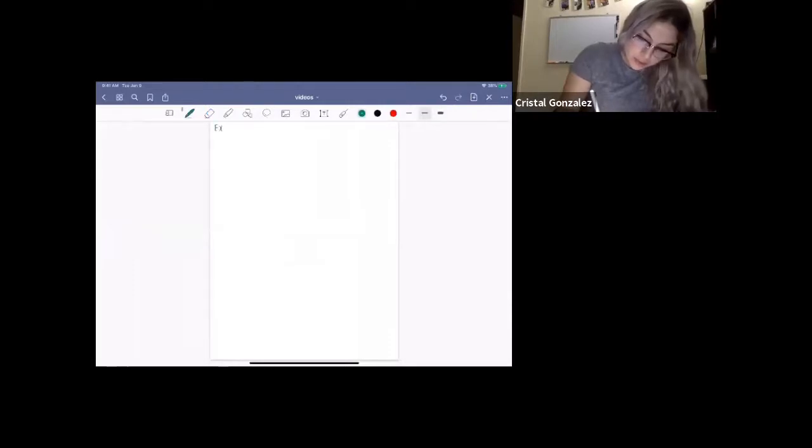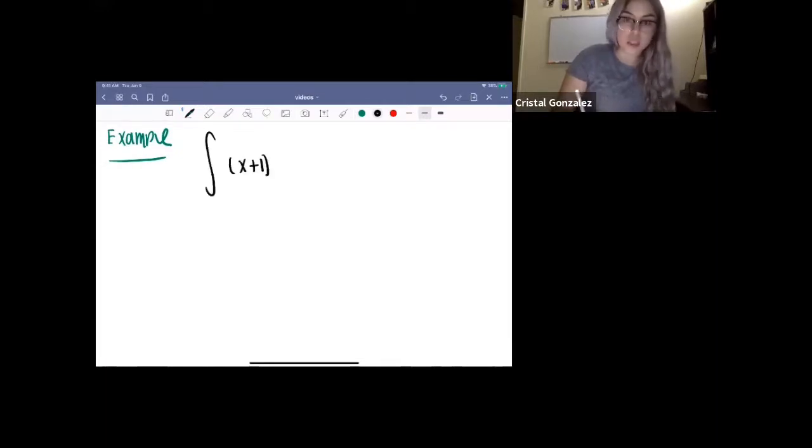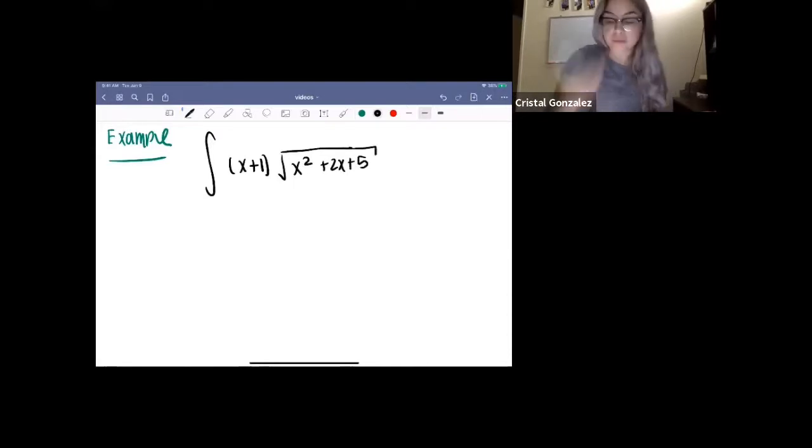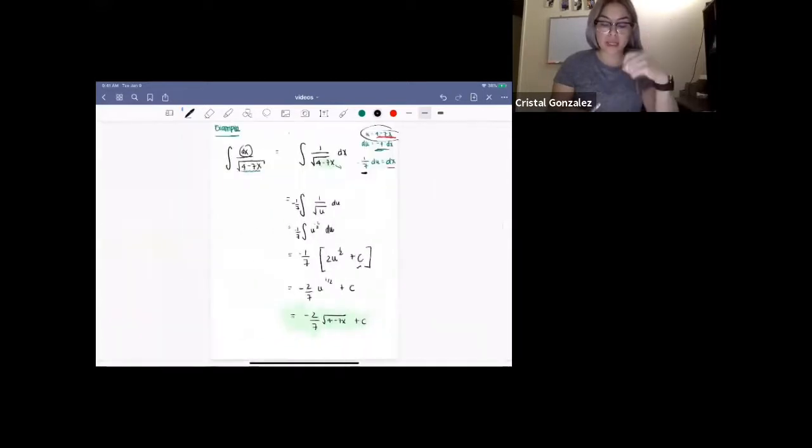So for example, zoom in a little bit. Okay, let's say we had this crazy integral. We have x plus 1 times the square root of x squared plus 2x plus 5, dx. Look at this crazy integral, it's a lot going on. Okay, so previously when I introduced the u substitution, let's go back to the definition for a second.